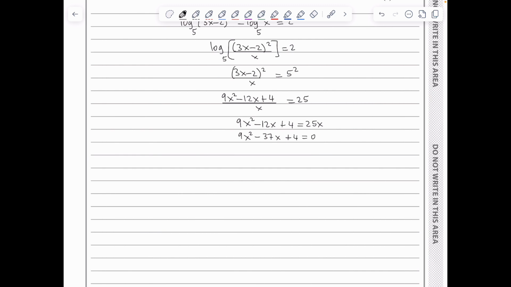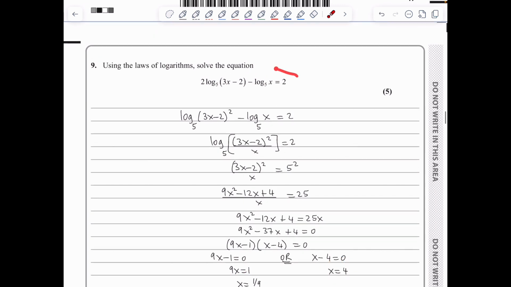And I will proceed by factorizing. We've got (9x minus 1) times (x minus 4) being equal to 0, which means that 9x minus 1 is 0, or alternatively x minus 4 is 0. So we've got 9x is 1, which means that x is 1 over 9, or x is equal to 4. Now, at the moment, we've got two candidate solutions for the given logarithmic equation, but we need to go back to the original equation.